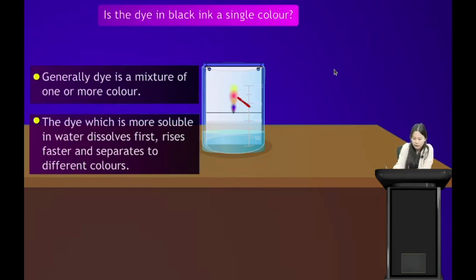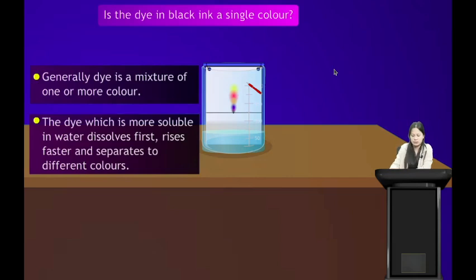So here we see different colors, right? We see yellow, pink, blue, orange. Yes, the color which dissolves in water first will move faster, and the color which dissolves slower will rise slower. So we have different components of the black ink in this filter paper. Using this method we can separate the different components of the mixture in black ink.